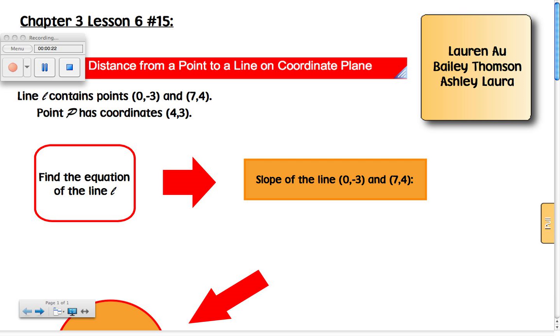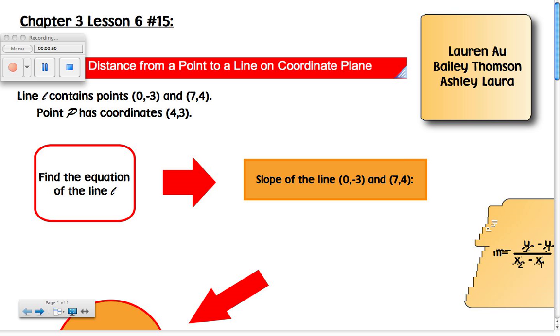And number 15 tells us that line L contains points (0, -3) and (7, 4), and point P has coordinates (4, 3). So first we're going to find the equation of line L. We're going to do that by finding the slope of line L, which contains (0, -3) and (7, 4).